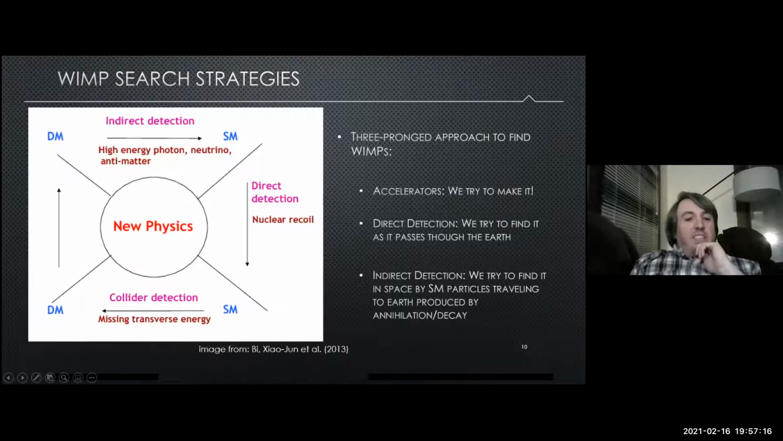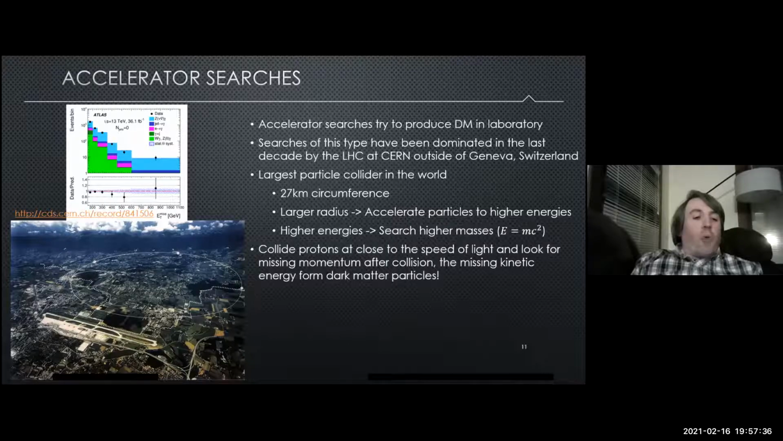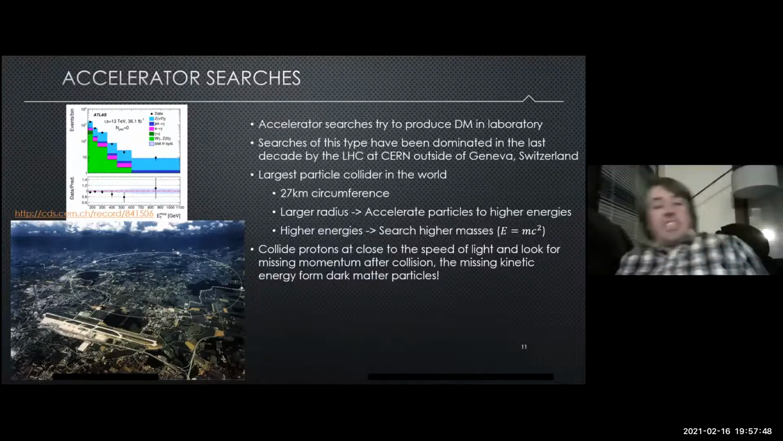So with the accelerators, the accelerator searches are basically dominated by the LHC in Geneva, Switzerland. Look at this ring here. This is the largest particle collider in the world, 27 kilometers in circumference. Why is it so big? The larger the radius, the larger the collider, the higher the energies you can accelerate your particles to.